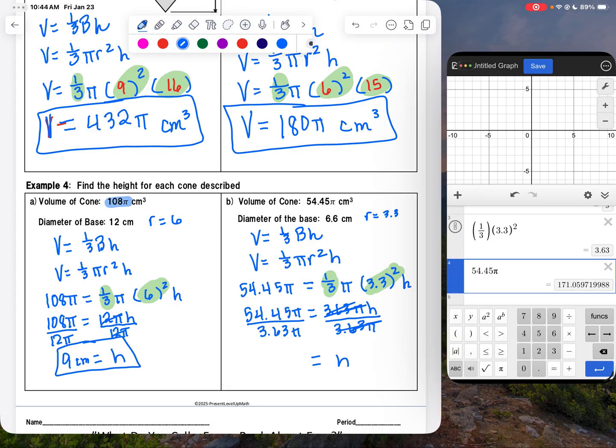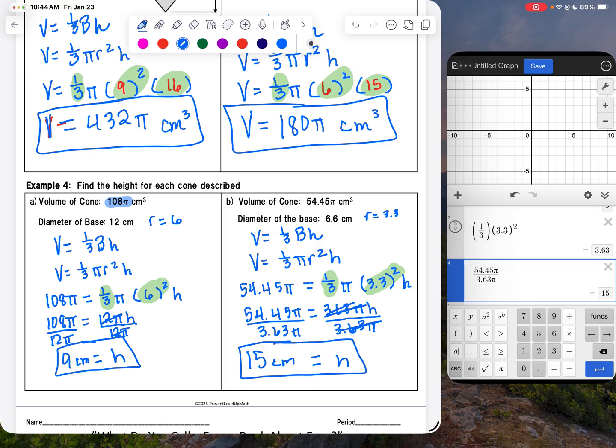54.45 pi divided by 3.63 pi gives me a height of 15 centimeters. And that concludes today's lesson, Volume of Cones.